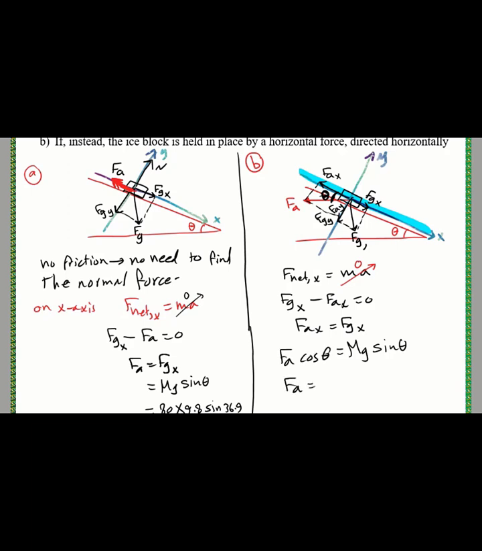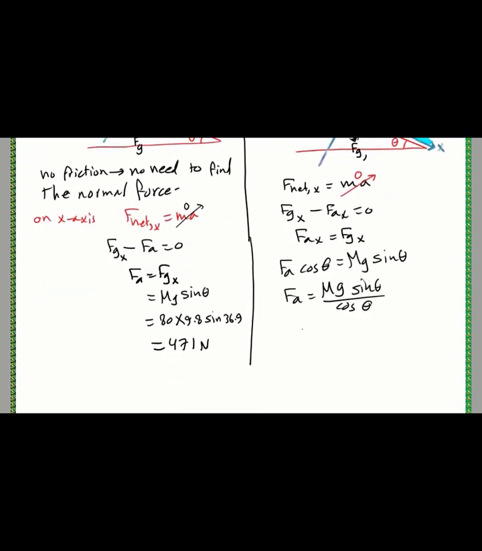Then FA equals mg sine theta over cosine theta, which is mg tan theta. Sine over cosine is tan. Now substitute: 80 times 9.8 times tan of the angle 36.9 is approximately 589 Newton.